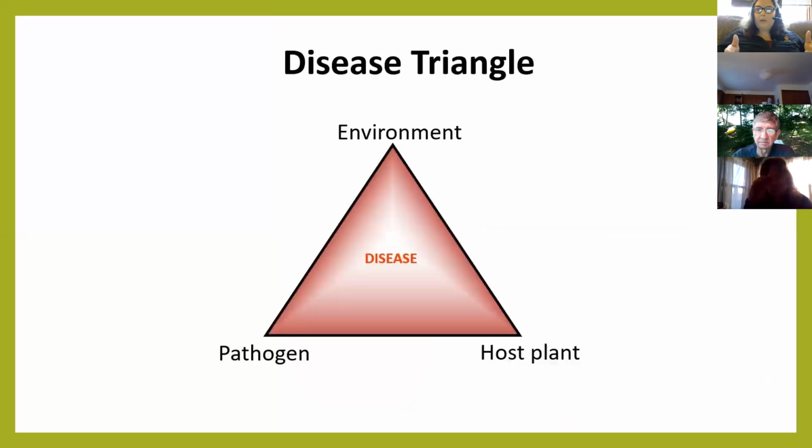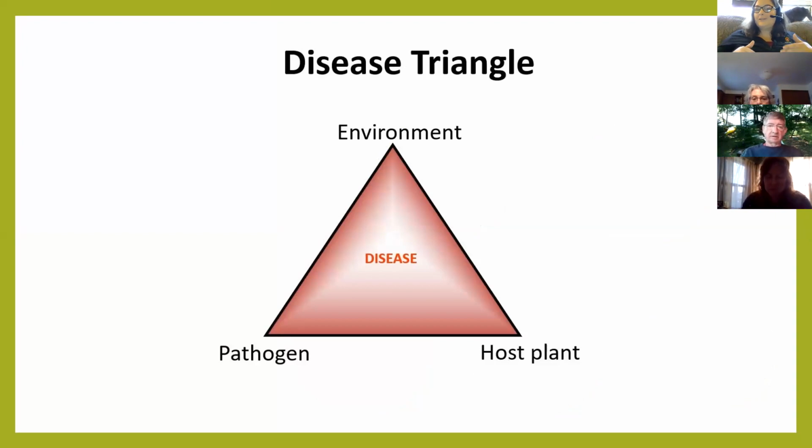In the next section, I'll be breaking it up after we talk a little bit about the disease triangle. What I love about the disease triangle is it's very visual. You have pathogen, host plant, and environment. When all three of those things come together, you have a perfect storm, and that's disease. If you take out any one of those things, then you won't have disease happening.